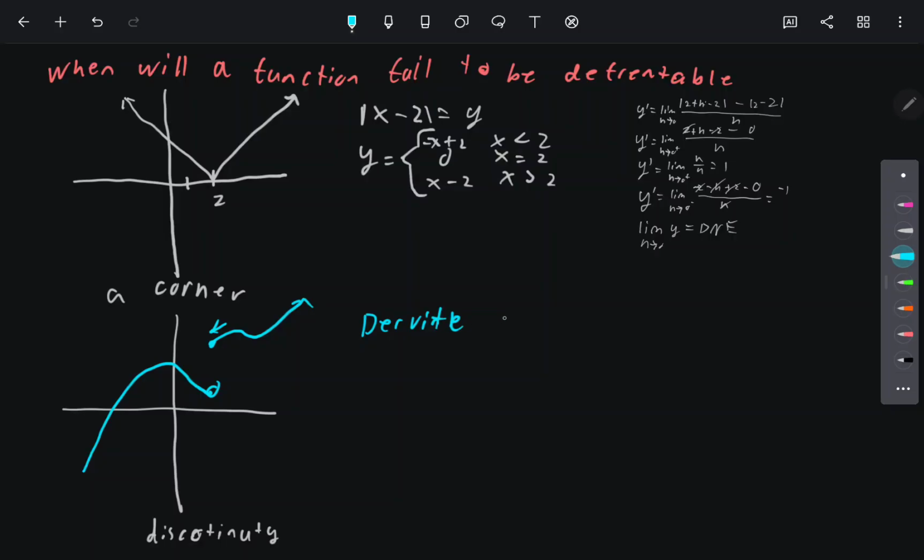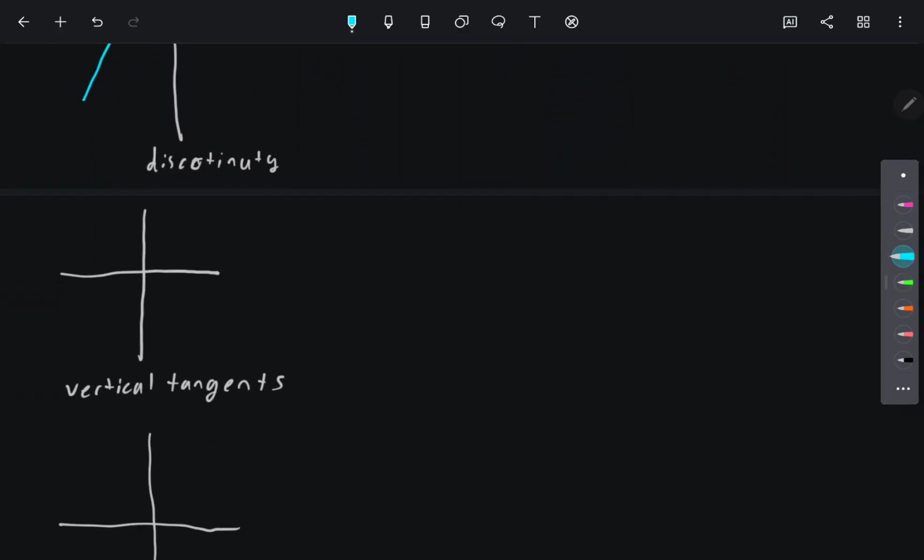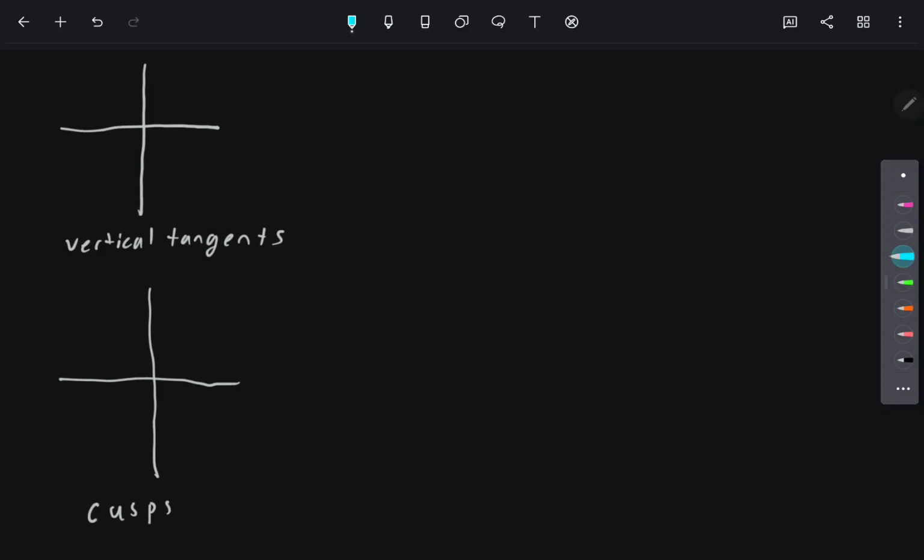And I'd recommend you write down: derivative does not exist at discontinuities. Continuing on, we now have a vertical tangent.